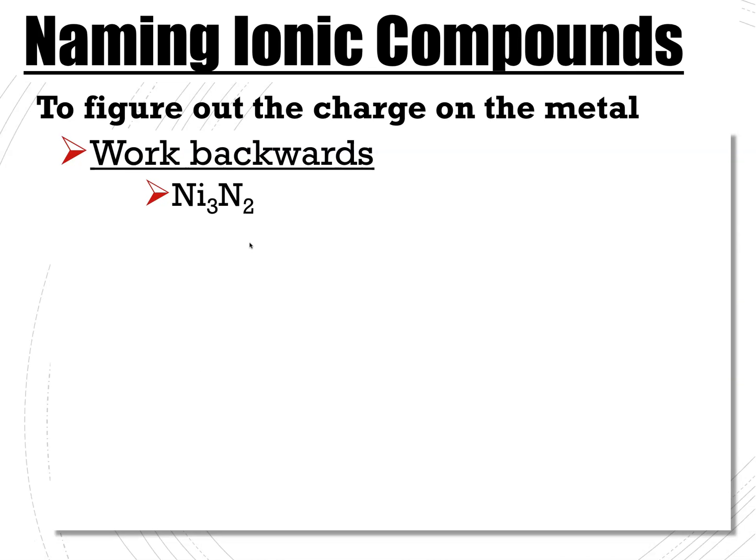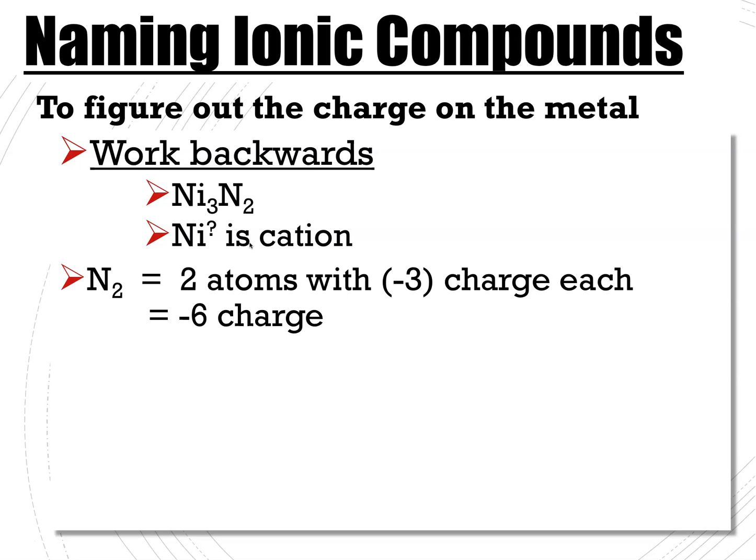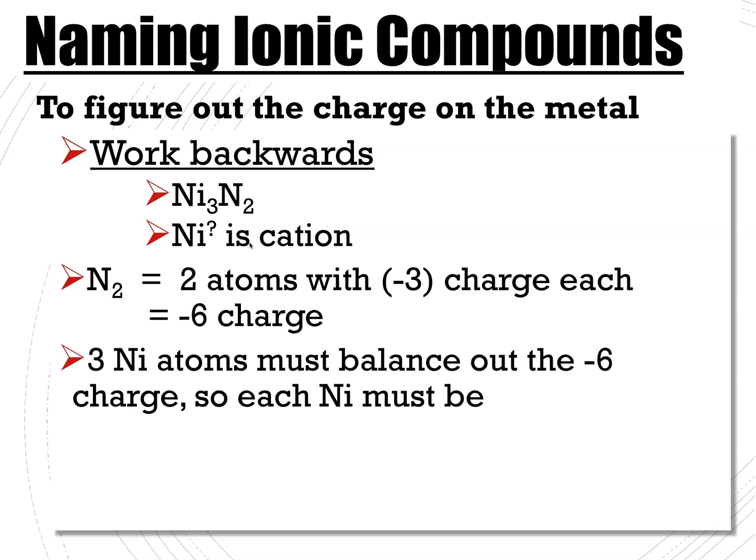Another example, we have Ni3N2. Nickel, not too sure what its charge is going to be. Nitrogen, N2, there are 2 atoms. Each of them has a 3- charge, according to the periodic table. So 2 times the 3- is going to be a 6- total. I have 3 nickel atoms in my formula, and they have to balance out a -6.